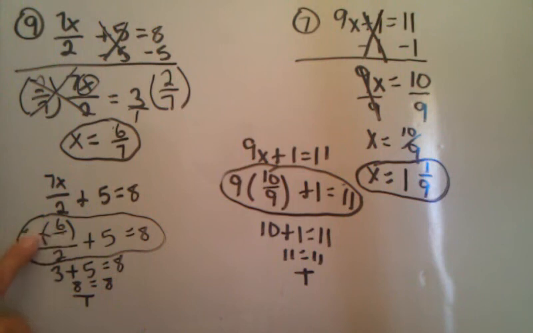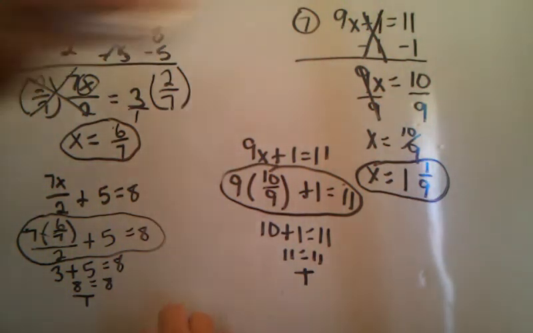I'll rewrite this for you. This is a 7 and that's a 7. Okay? It doesn't look like a 7, does it? Alright. We're getting a hang of this. We just do one step at a time.